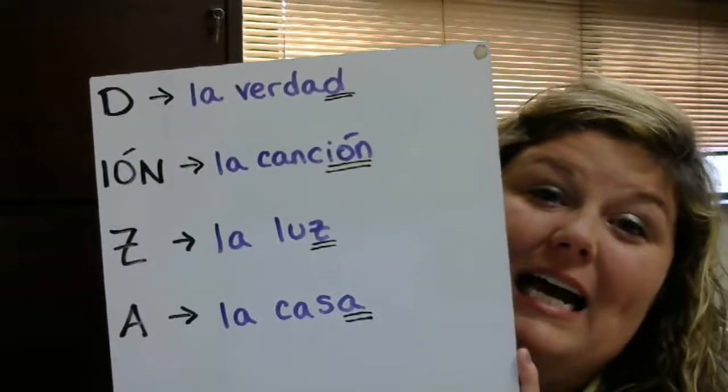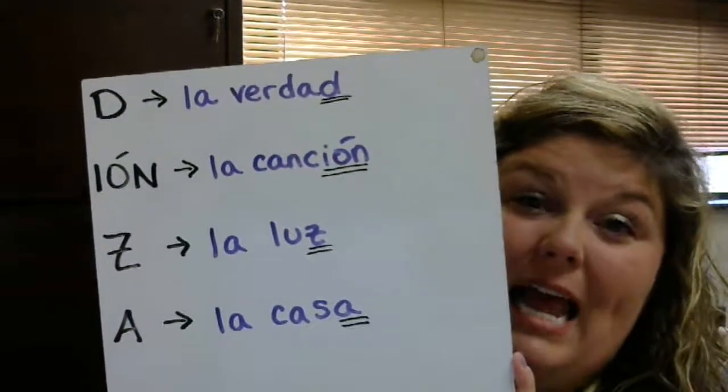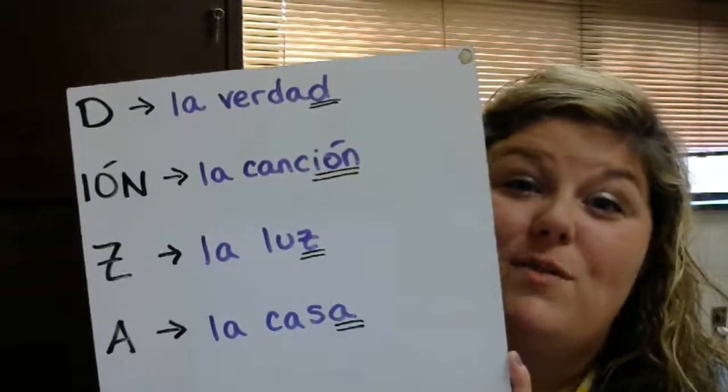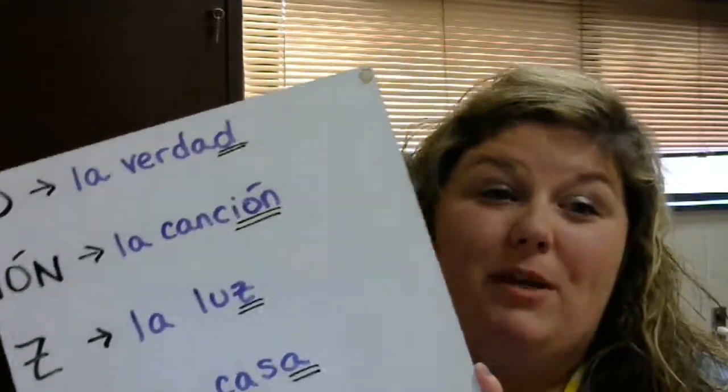And casa. La casa is the house. It ends in A, which we discussed. Words that end in A are most often going to be feminine words. So we have M-A-L-O-N-E-R-S, words that end in those letters. Those are going to be masculine words most of the time. And D-I-O-N-Z-A, words that end in D, I-O-N, Z, and A are most often going to be feminine words. All right.